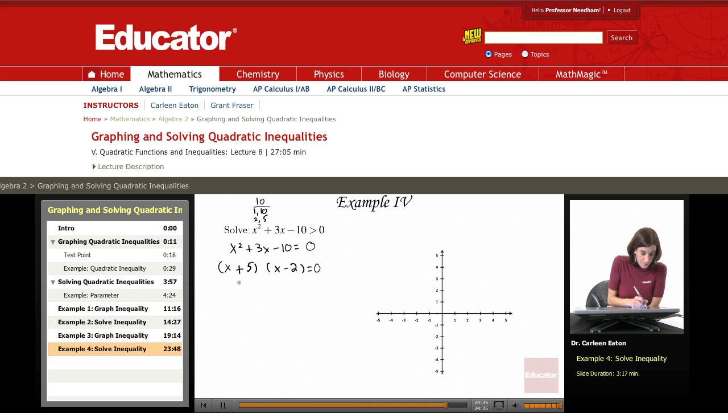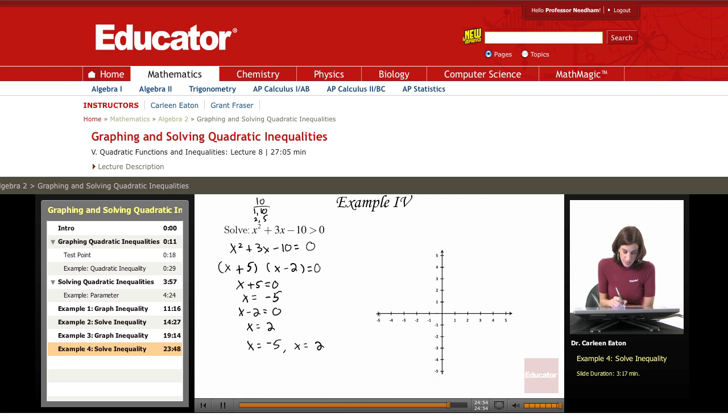Using the zero product property, I'll have x plus 5 equals 0, or x equals negative 5. x minus 2 equals 0 gives me x equals 2. So I have two roots that I found, x equals negative 5 and x equals 2, right here and right here.